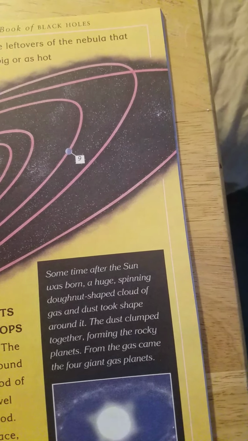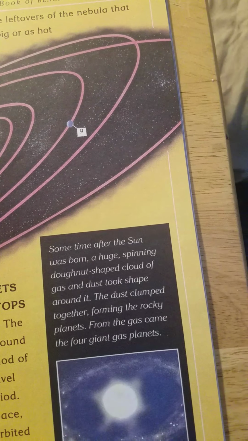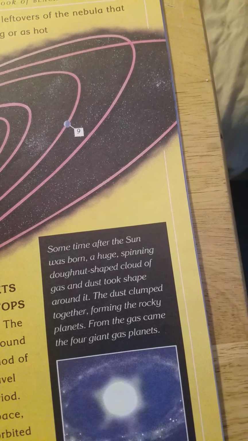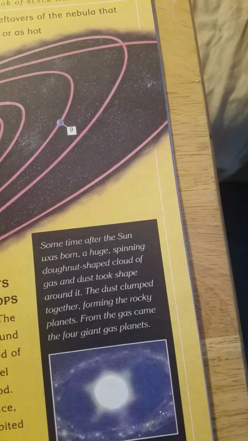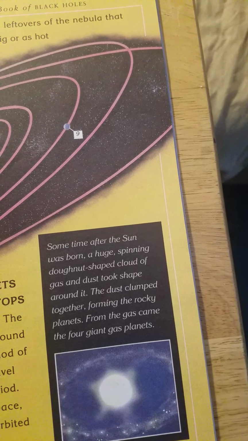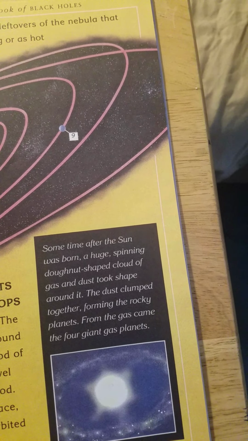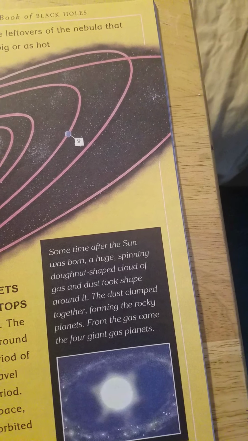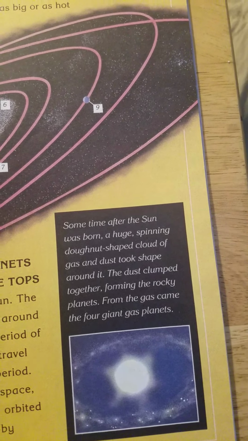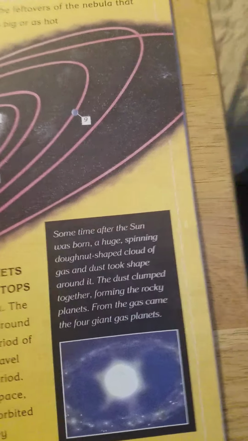Sometime after the sun was born, a huge spinning donut-shaped cloud of gas and dust took shape around it. The dust clumped together, forming the rocky planets. From the gas came the 4 giant gas planets, and we'll find out what those 4 are in a little bit.